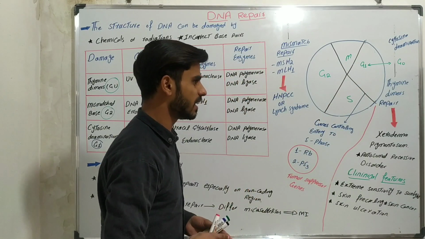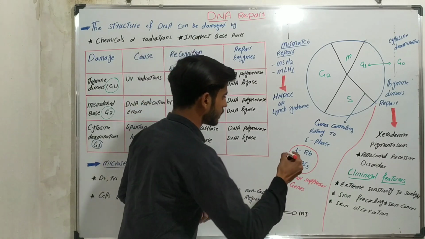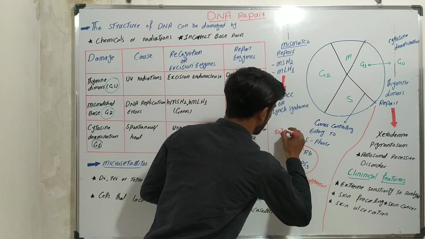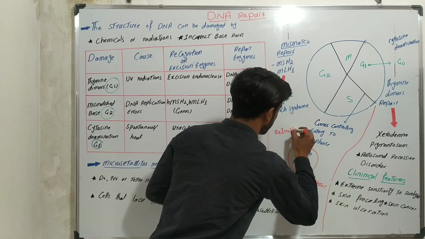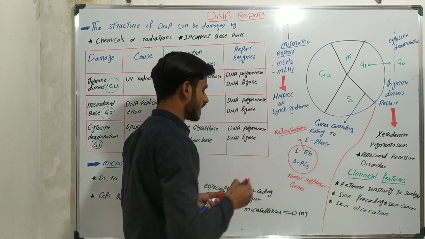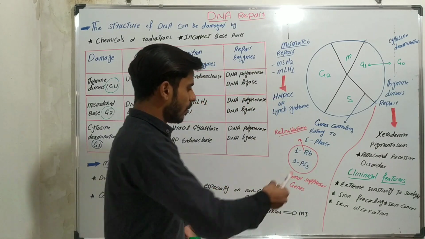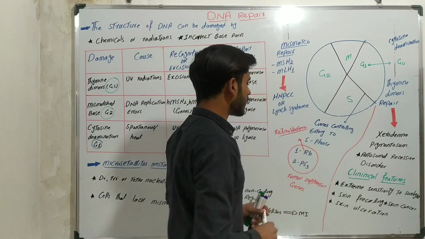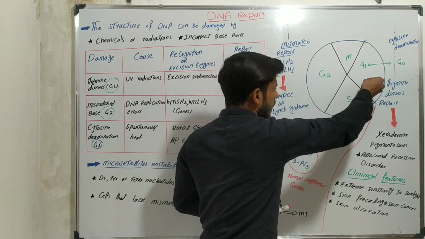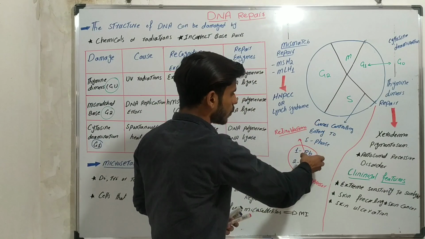RB stands for retinoblastoma. This is a gene. This is another gene, P53. Let's suppose that everything is okay. This repair has been done. Then it will become a door into S phase. They will allow the entry.